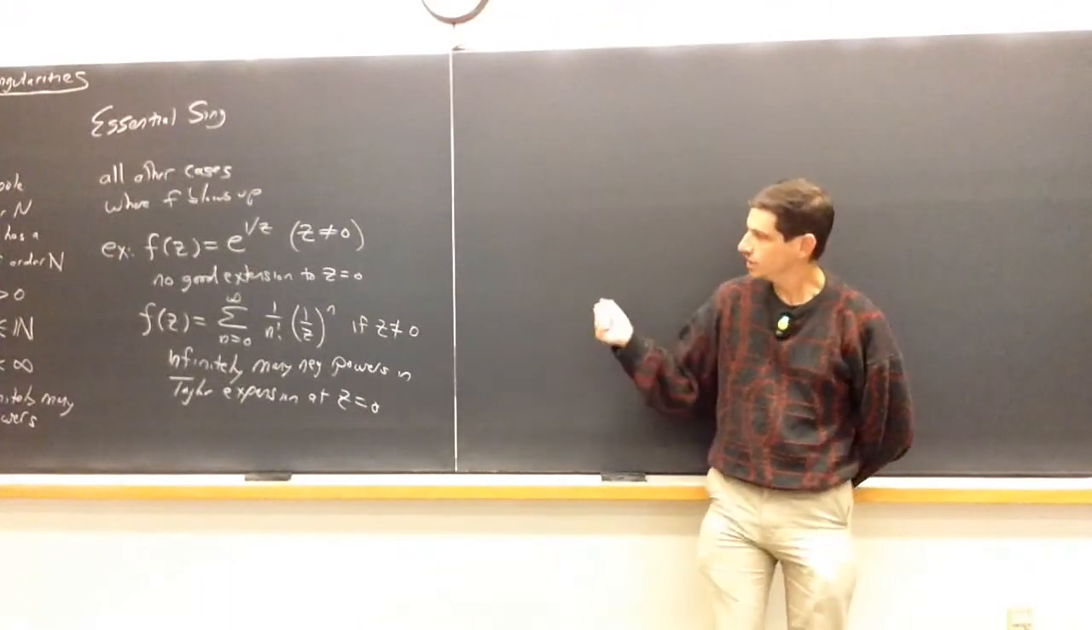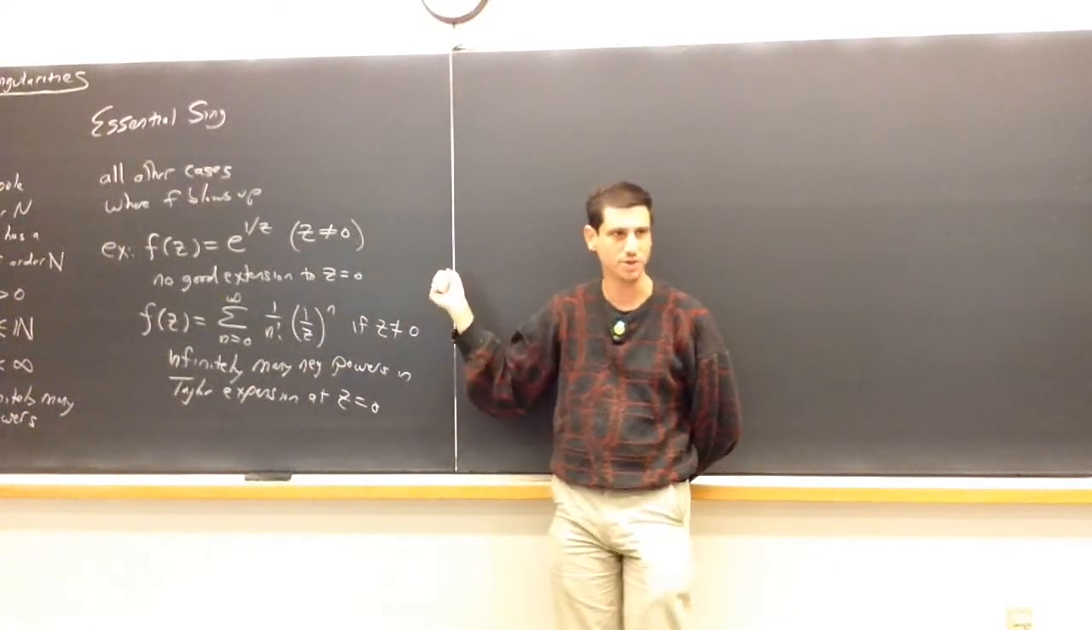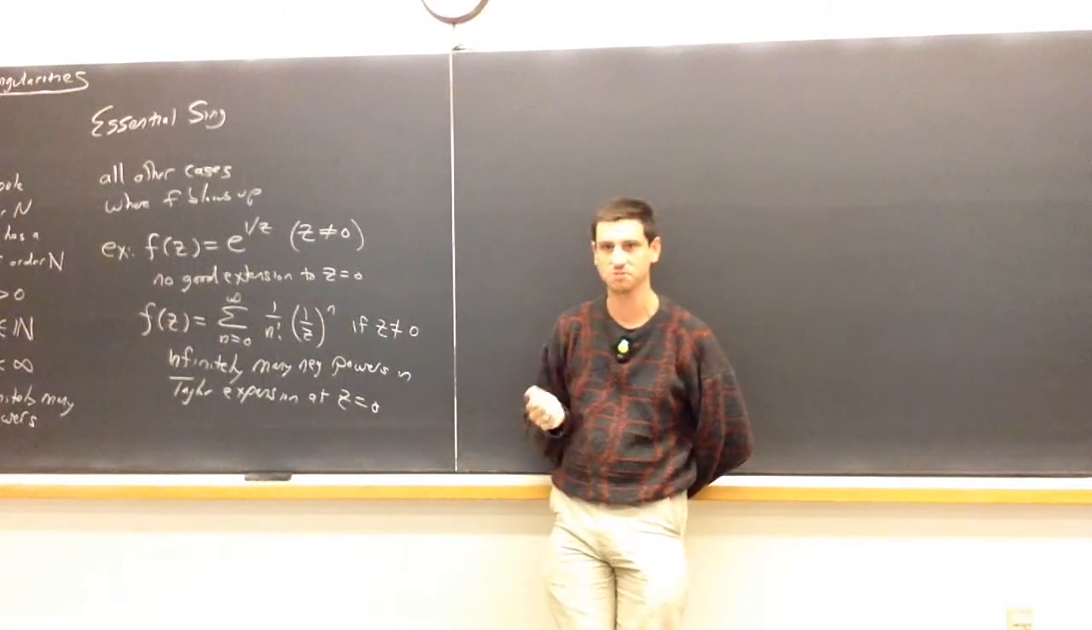So we can either explore this function e to the 1 over z first and then do Riemann's theorem on removable singularities, or do Riemann's theorem on removable singularities and then explore. Any preference?